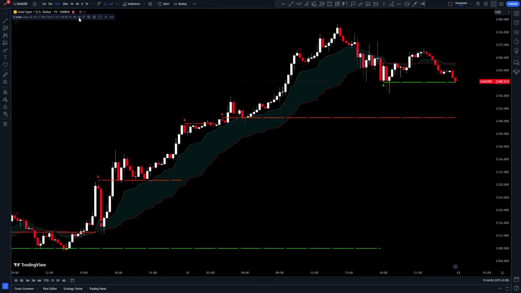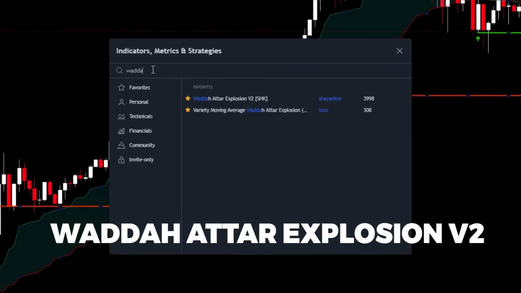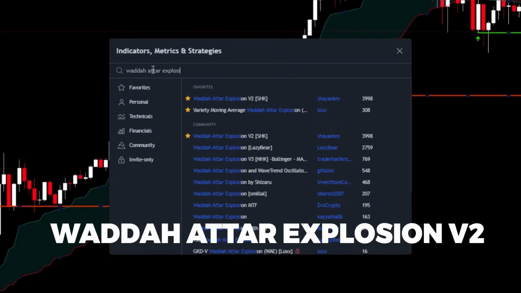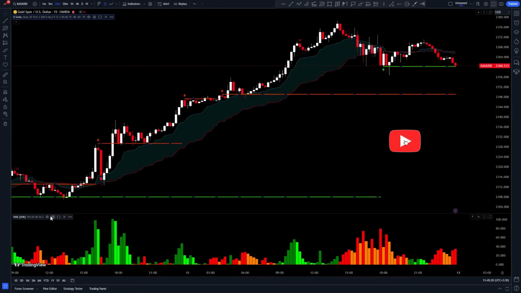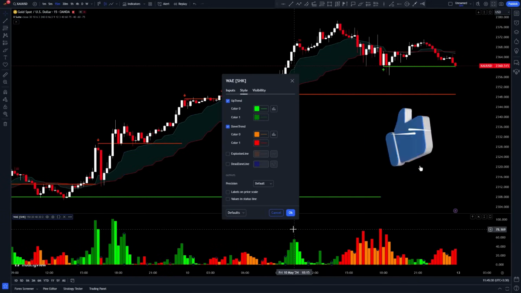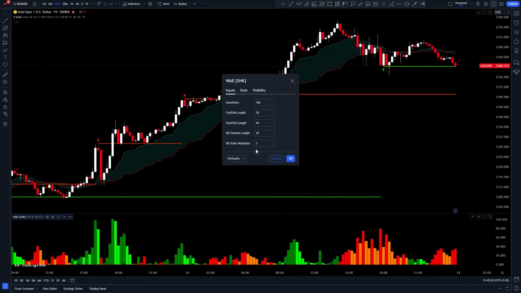Let's go back to the Indicators tab and search for WADA Atar Explosion V2 and add it to your chart. I use this indicator to confirm entry signals and identify trading volume. The default settings of this indicator are fine, and I don't usually change them. I use these settings to visualize the buying and selling volume better. You can also apply these settings if you prefer.